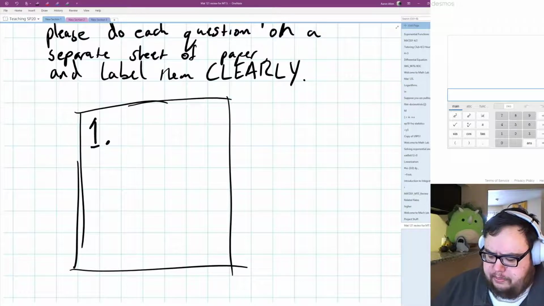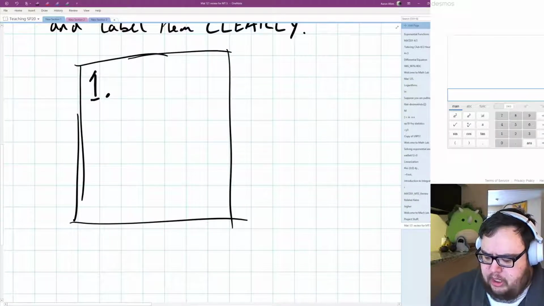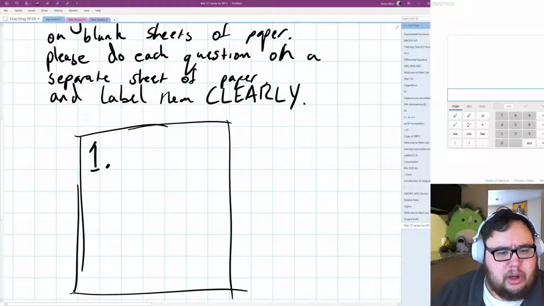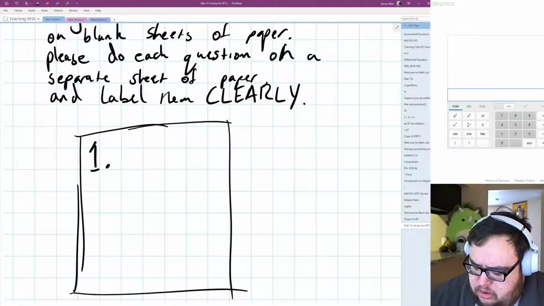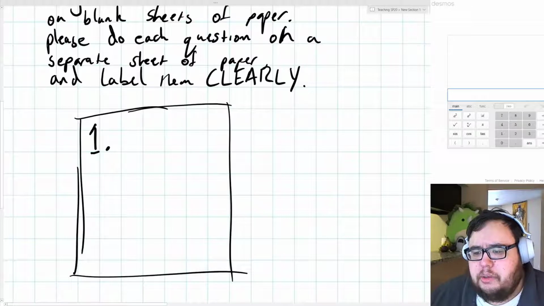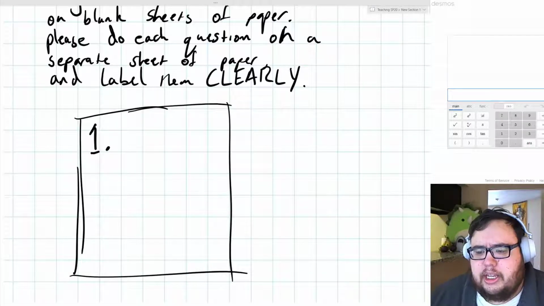Okay, I think that takes care of the technicalities, the administrative stuff. Does anybody have any questions about what the format of the test is or anything like that? Any technical stuff about the test?